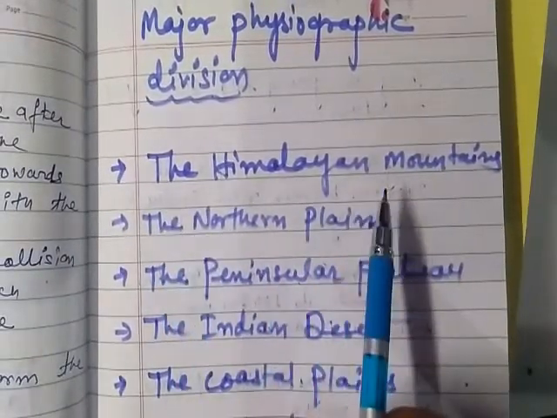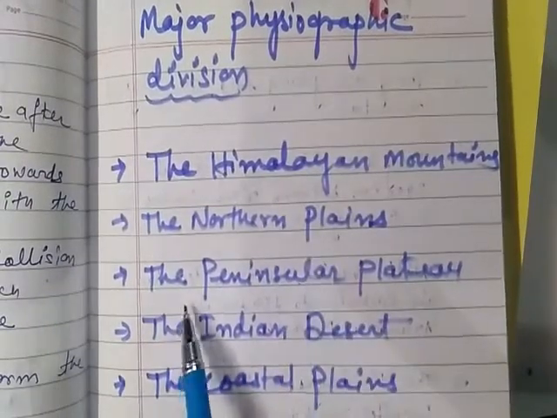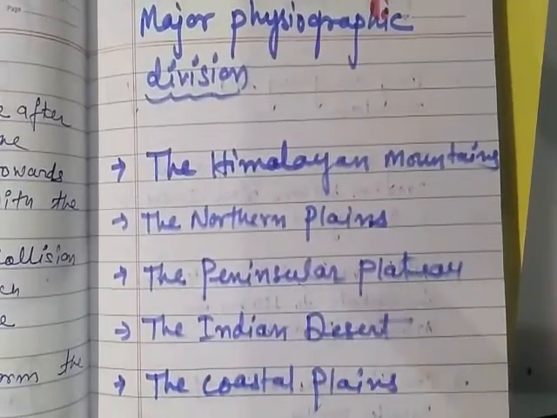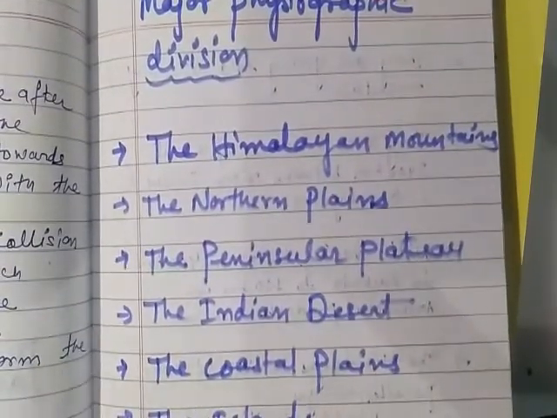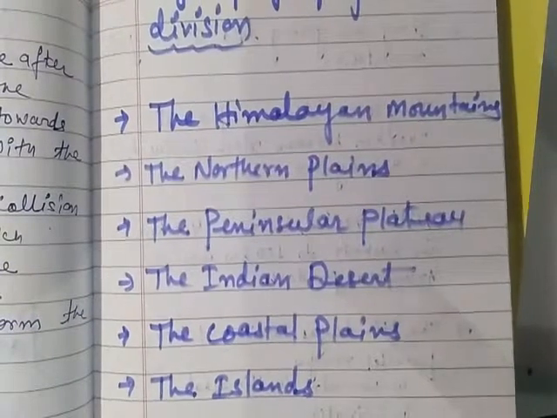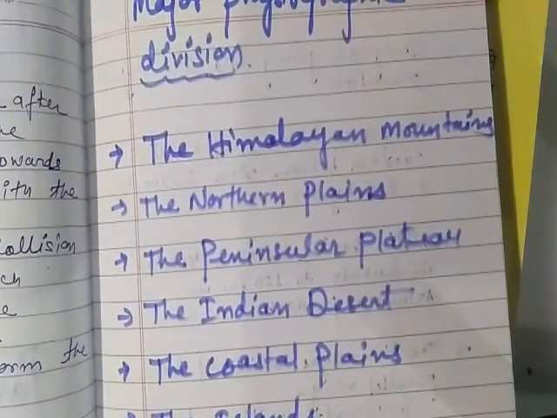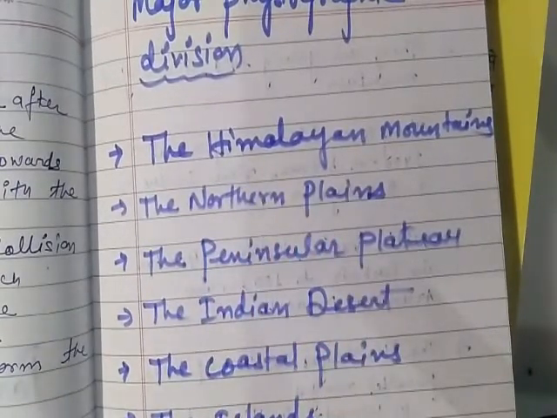These are the Himalayan mountains, the northern plains, peninsular plateau, Indian desert, coastal plain, and the islands. Today we will learn about the Himalayan mountains.